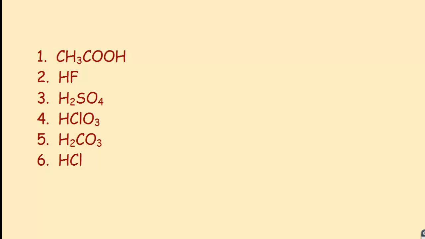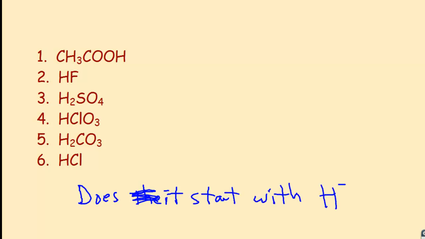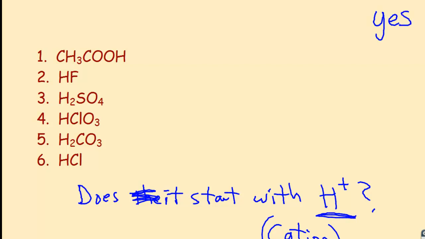Here's how we start. The first thing that we ask ourselves is, does the substance start with hydrogen ions? Does it start with an H+? Remember cation, anion? This is the positive ion, the cation. Is the cation a hydrogen ion? If it is, then it's an acid. If the answer is yes, it does start with hydrogen. You can see each of these do. Now this is an exception we'll talk about in a second. So they're then classified as an acid.